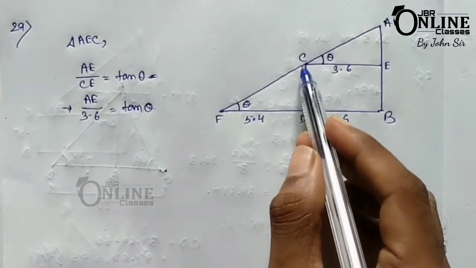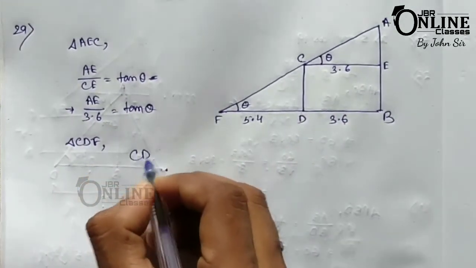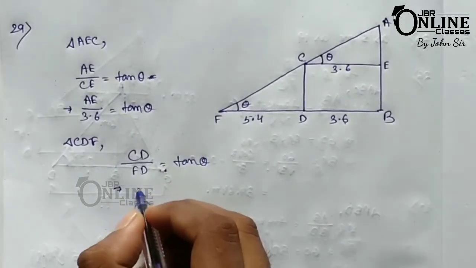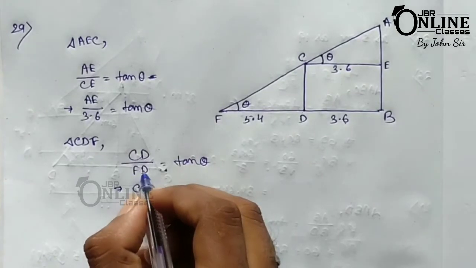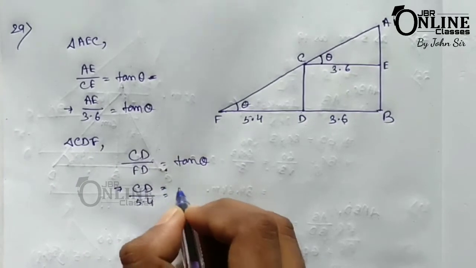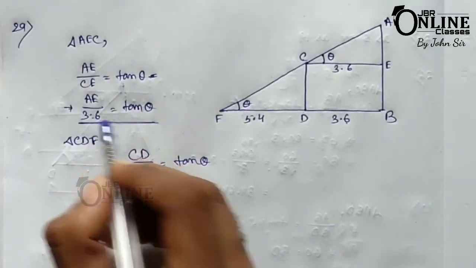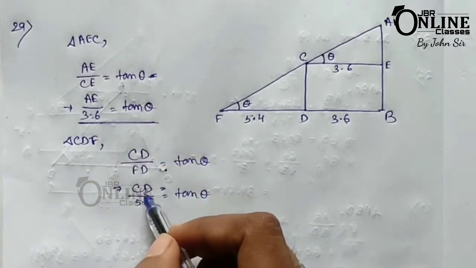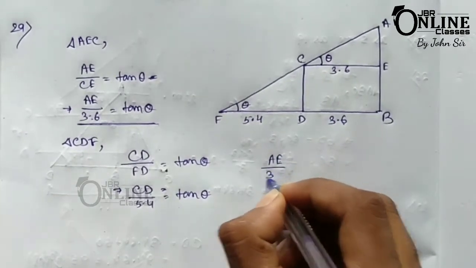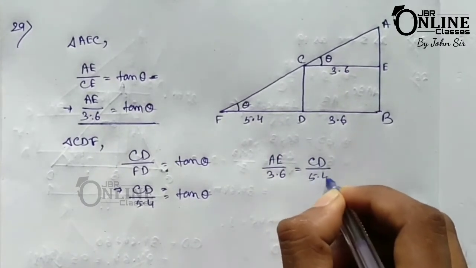Now in the next triangle, triangle CDF, you will get CD by FD, and that also equals tan theta. Now the value of CD will be the same, and here the value of FD equals 5.4. So CD by 5.4 also equals tan theta. Now tan theta equals AE by 3.6, and tan theta equals CD by 5.4. So we can write that AE by 3.6 equals CD by 5.4.